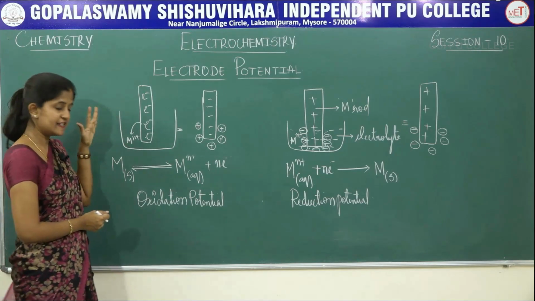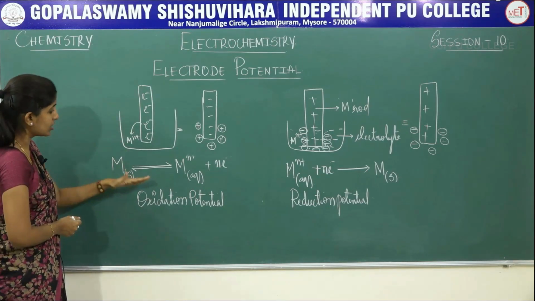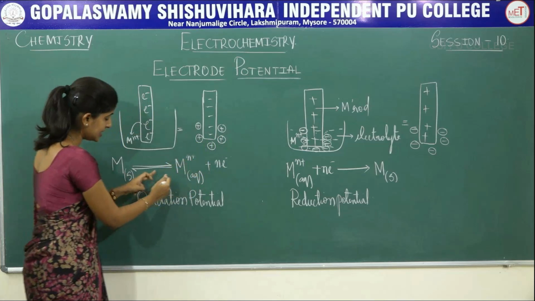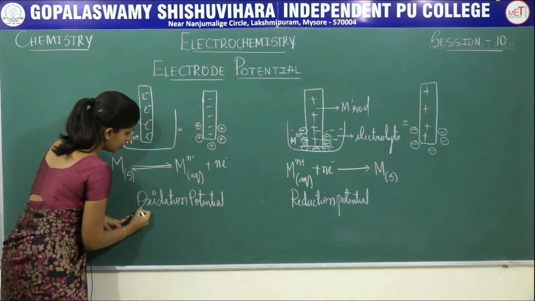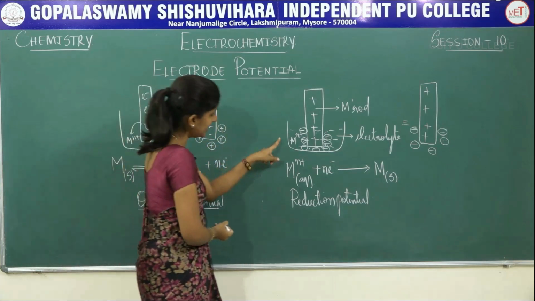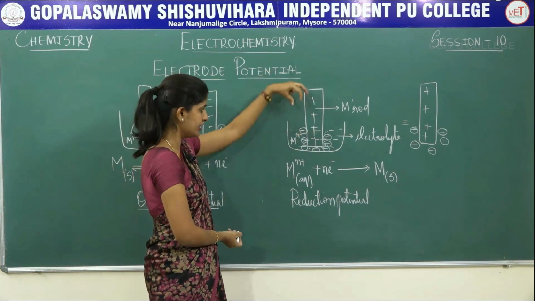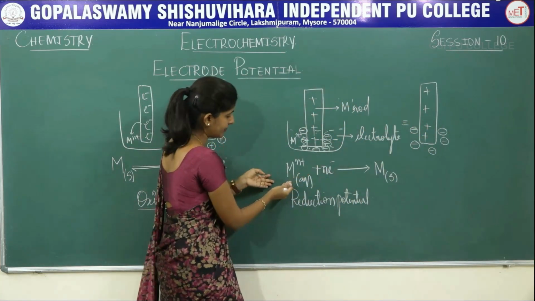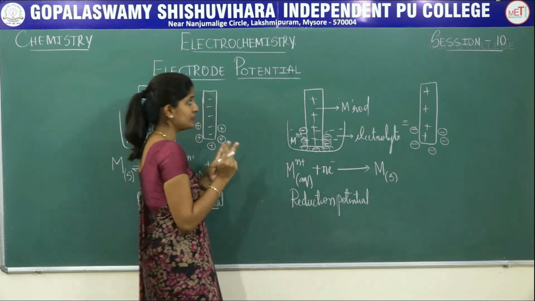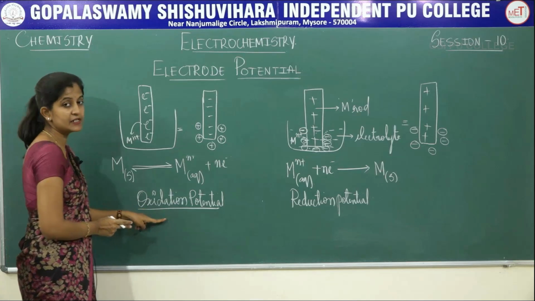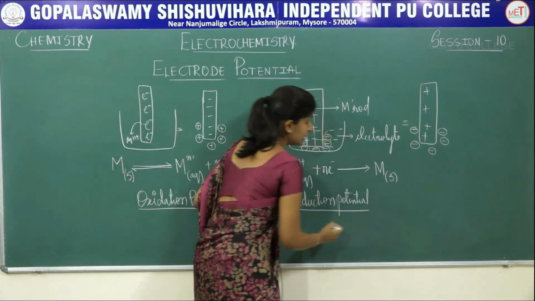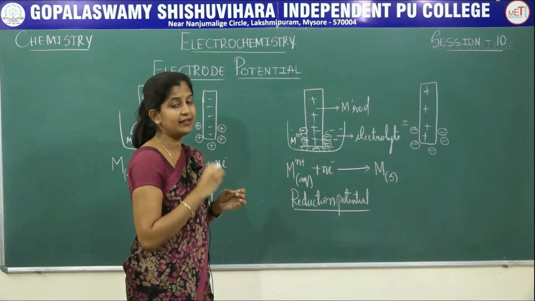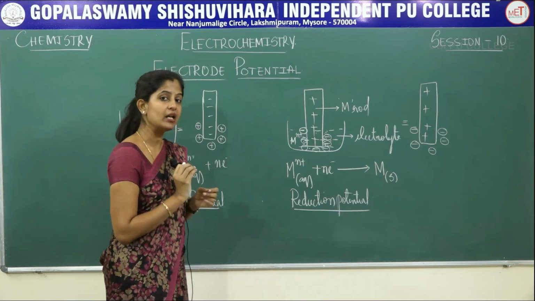In this first illustration, you can observe that oxidation is happening. There is a charge separation between the electrode and the electrolytic solution. Since oxidation is happening, the potential difference developed is called oxidation potential. In the second illustration, reduction is happening when you dip a metal rod in your electrolyte. Since there is a charge separation, a potential difference is developed, and since reduction is happening, it is called reduction potential. So there are two types of electrode potentials, your oxidation potential and your reduction potential. Generally, electrode potential is the potential difference developed between the electrode and the electrolyte at equilibrium.